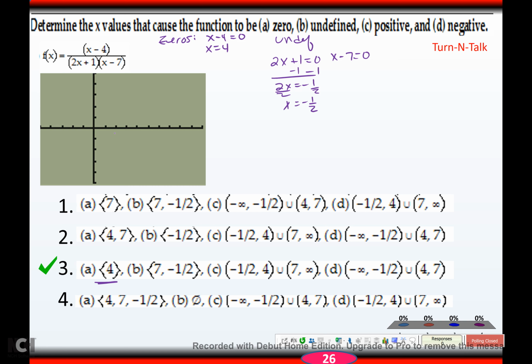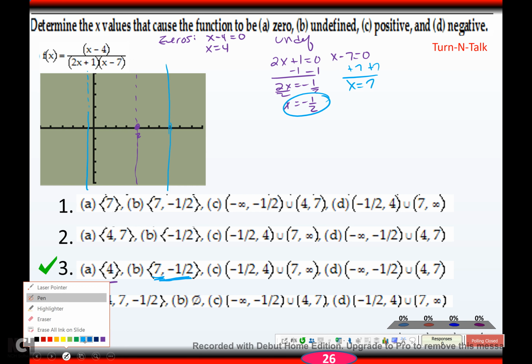Oh, sorry, I forgot my 0. 1, 2, 3, 4. That's a 0. Okay, I should do this in different colors. Undefined at -1/2, and at 7. 4, 5, 6, 7. Okay, the blues are undefined and the purple is the 0. So it's undefined at 7 and at -1/2.